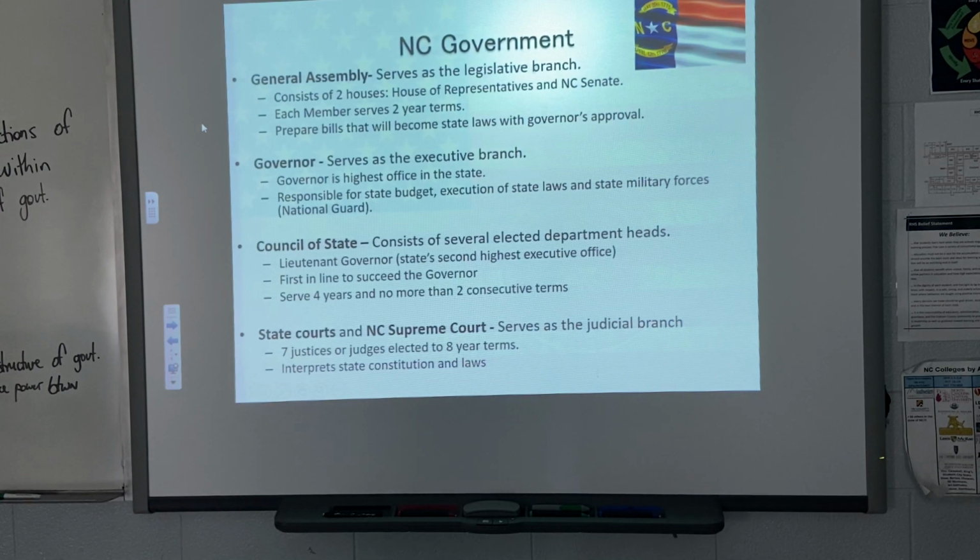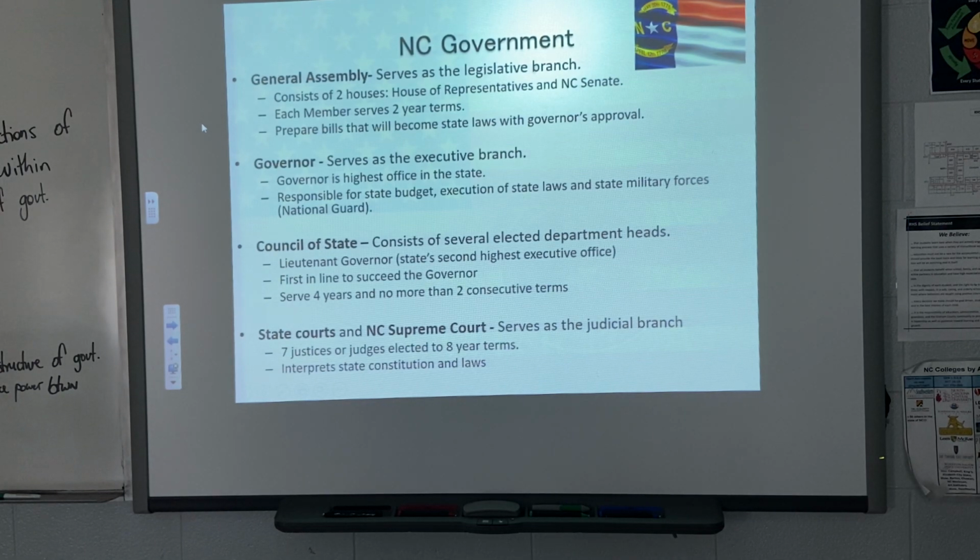The governor serves as the executive branch. Governor is the highest office in the state. He is responsible for a state budget. All right, what is a budget? There again, a budget is knowing how much money is going out, how much money is coming in. Most state constitutions require that a governor keep a balanced budget. There again, expenses and income at least equal. If it becomes a deficit, then the governor could receive consequences for that. So some state constitutions require that he have either a balanced budget or a surplus budget.